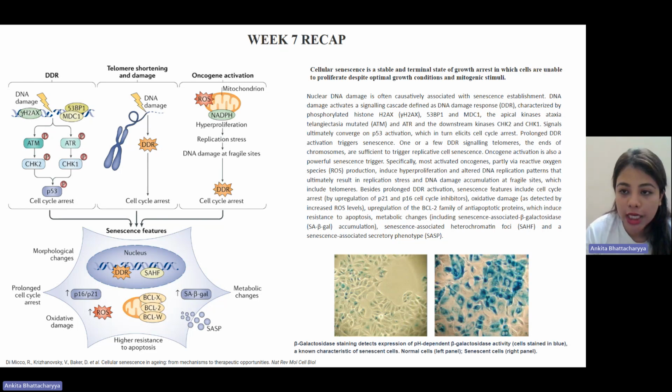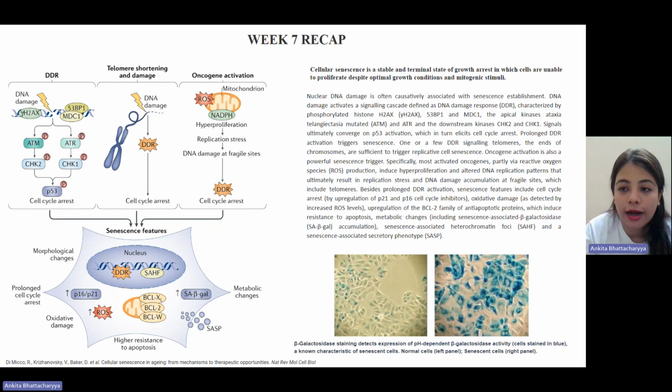When there is prolonged DDR activation, it triggers senescence. So when for an extended period of time, cells are in a condition where they are sensing extensive DNA damage, then they can enter a state of senescence instead of further proliferation. One or a few DDR signaling telomeres, the ends of chromosomes, are sufficient to trigger replicative cell senescence. So when there is extensive DNA damage towards the telomere, it is capable of pushing the cells towards cell cycle arrest and entering into senescence.